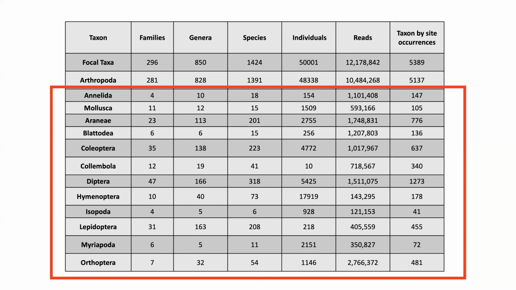And so I took the 12 taxa, the 10 of the most abundant arthropods, and then annelids and mollusks, so that we'd be looking across 3 phyla.